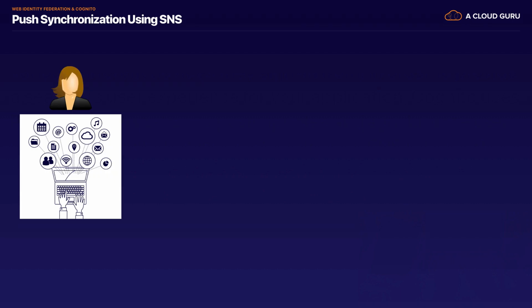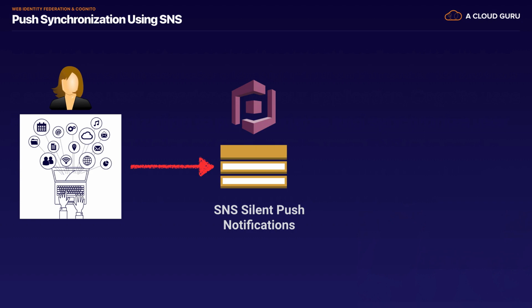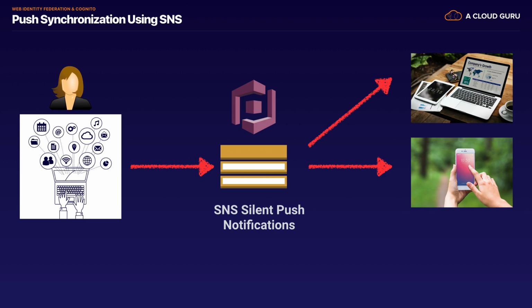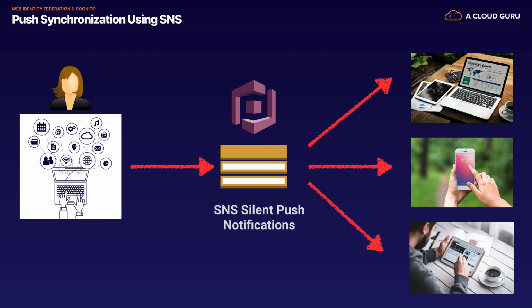Well, let's say we've got our user and they go in and they update their email address, or they change their password or whatever. Maybe they change a setting inside their app. What's going to happen is Cognito is going to send out an SNS silent push notification, and it would send that out to their laptop or to their phone or to their tablet, and it means all those devices would be synchronized with the new data.